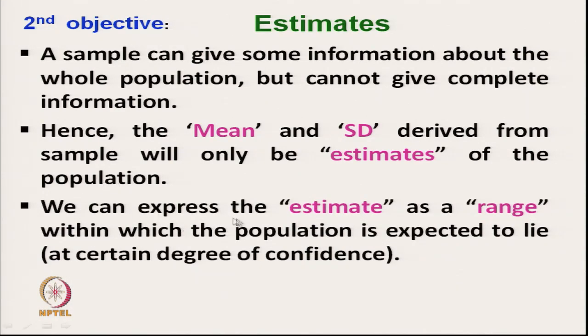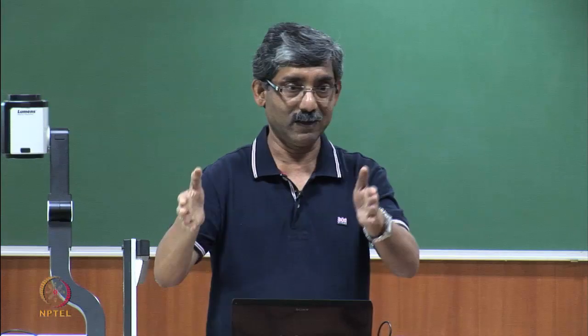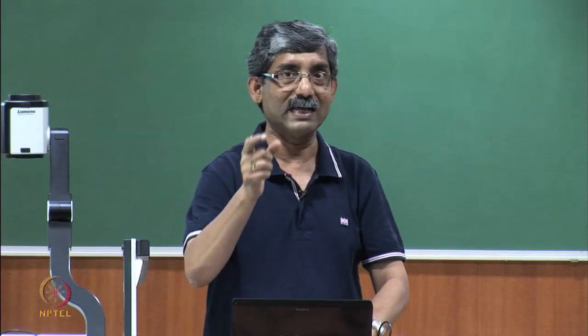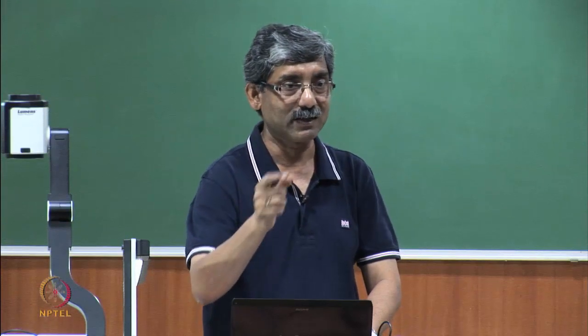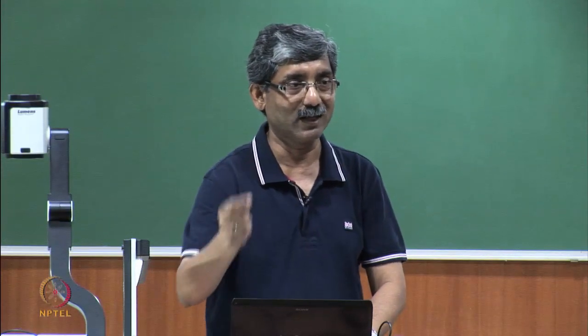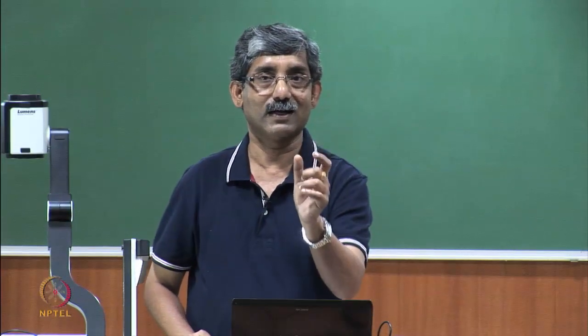And we can express the estimate as a range, within which the population is expected to lie at a certain degree of confidence. We can tell at the 99% confidence level, this is the range. I can say with 99% confidence that the population mean will lie in between that. That means, suppose we test sample data and we have got an estimate, a confidence range of say 10 to 12 at the 99% confidence level.